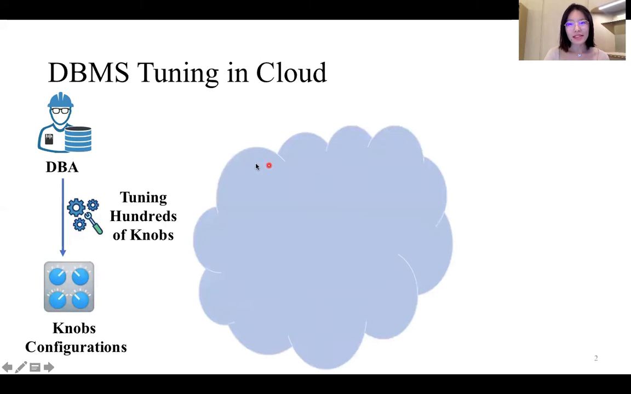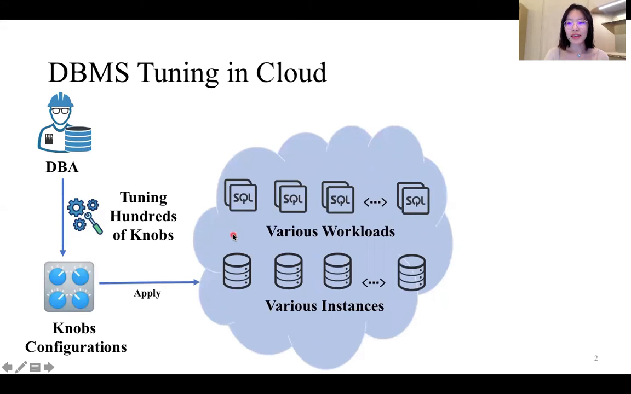Cloud databases, such as RDS MySQL, have hundreds of knobs. Usually, DBAs are responsible for tuning those knobs based on their experience. However, manual tuning cannot scale to different workloads and various instances on the cloud. Automatic knobs tuning becomes important for the cloud providers.